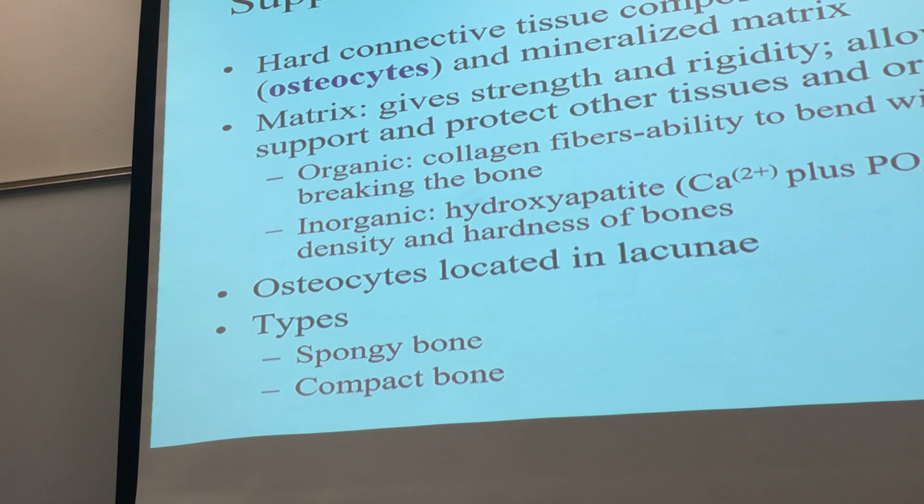What we do in bone is we have an inorganic compound here. And that inorganic compound is what sets apart bone from cartilage. That inorganic compound is made out of hydroxyapatite, which is nothing more than calcium phosphate. So calcium phosphate, fancy name for it is hydroxyapatite. That gives a bone more density, hardness, and toughness.